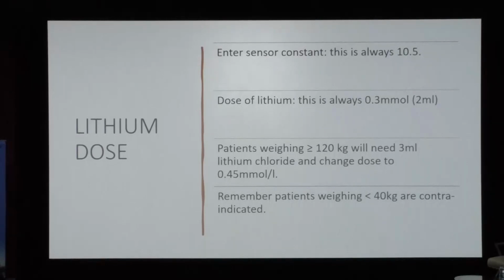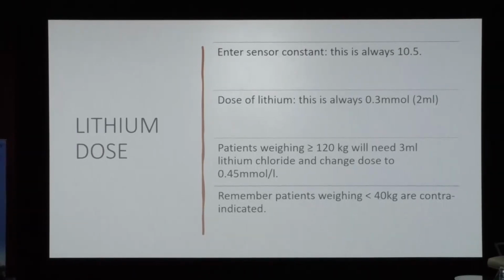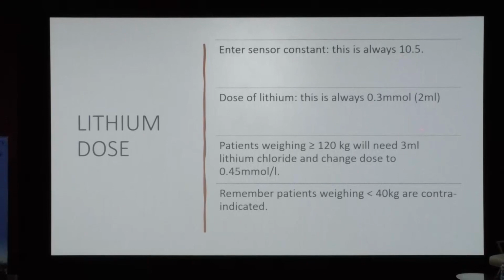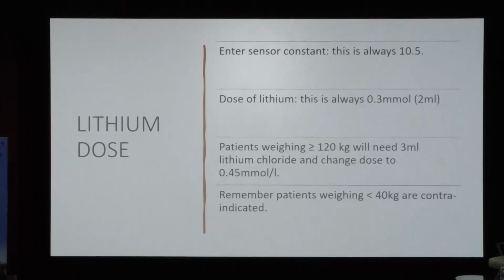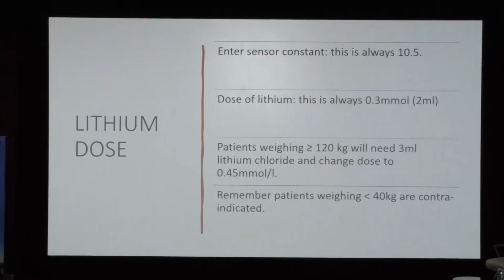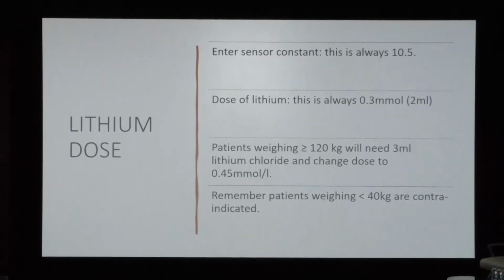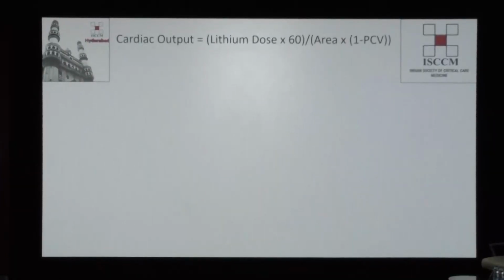Again, it comes with some formula; I'll show it in the next slide. You always enter the sensor constant, which is 10.5, the conversion factor for lithium, and the dose of lithium is always 0.3 millimoles, and 2 ml should be given. For patients who have high body weight, you need 3 ml of lithium chloride and change the dose to 0.45. Remember, patients less than 40 kgs, it's a contraindication.